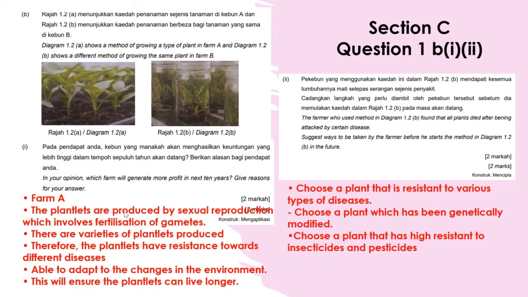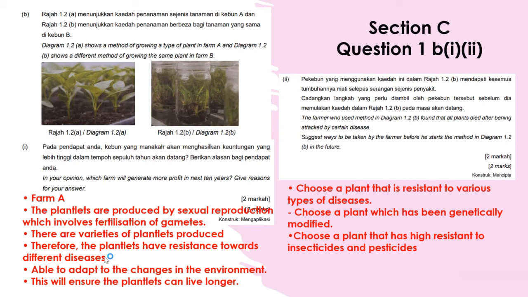The plantlets are produced by sexual reproduction, which involves the fertilization of the gametes. When the plantlet grows into an adult plant, it will produce a flower. That flower contains the gametes, and fertilization occurs between the gametes. That is sexual reproduction, and it will produce new plants. A variety of plantlets are produced.